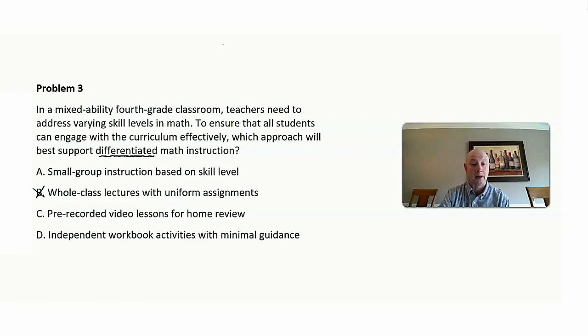C, pre-recorded video lessons for home review, which may be helpful for review, but again, not differentiating instruction for individual students. Choice D, independent workbook activities with minimal guidance. So I see the word minimal guidance here. So that to me is not going to differentiate the instruction. So I'm going to eliminate choice D. So the correct answer here would be A, small group instruction based on skill level. So we're going to differentiate based on skill level. So the correct answer is choice A.